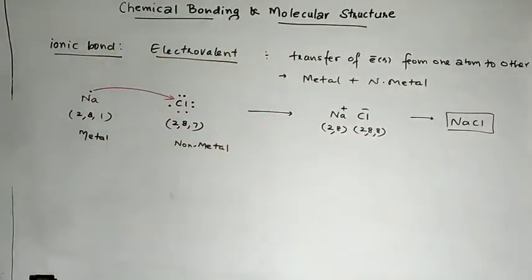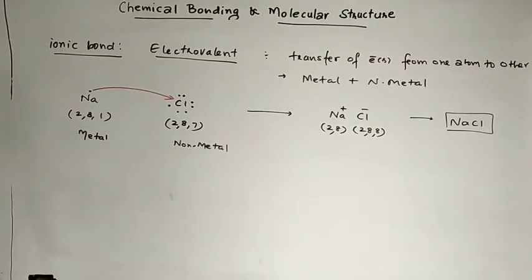There is one word, valency. Valency means the outermost electrons. Covalency means the number of electrons shared by an atom during formation of a covalent bond. There is one word, electrovalency. Electrovalency means electrons donated or gained. Like here, electrovalency of sodium is 1 because it loses 1 electron. Electrovalency of chlorine is 1 because it gains 1 electron.